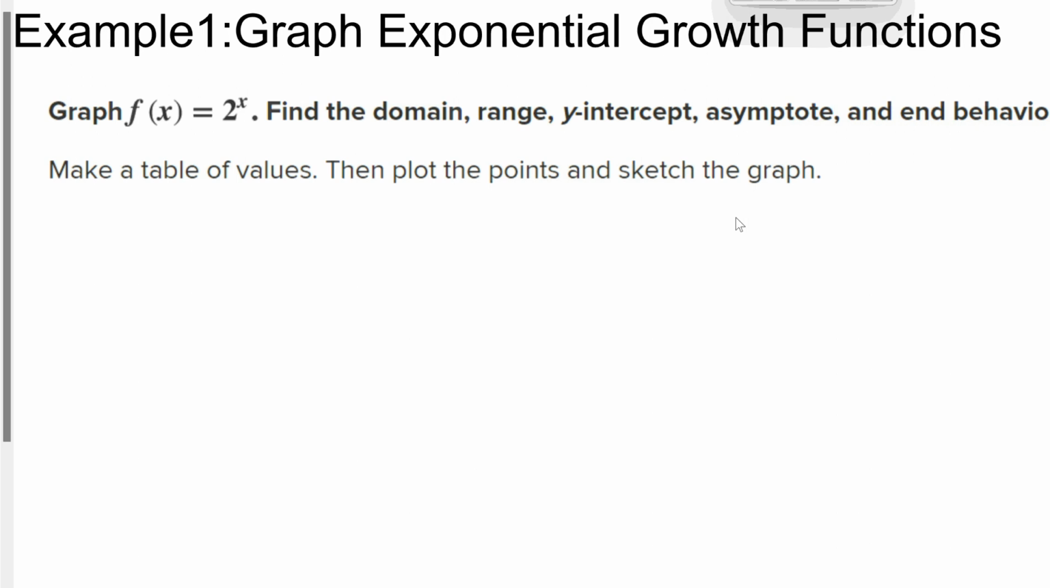Example 1, graphing exponential growth functions. This is chapter 5, section 1. So we're going to graph this function, 2^x. We're going to find its domain, range, y-intercept, asymptote, and end behavior.